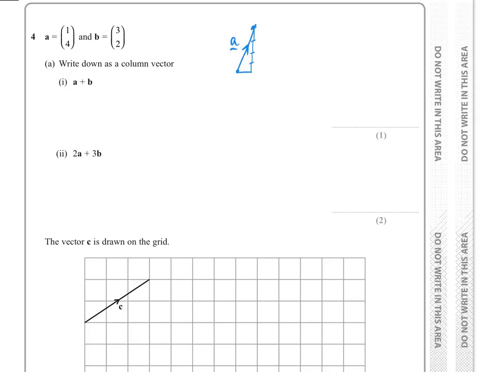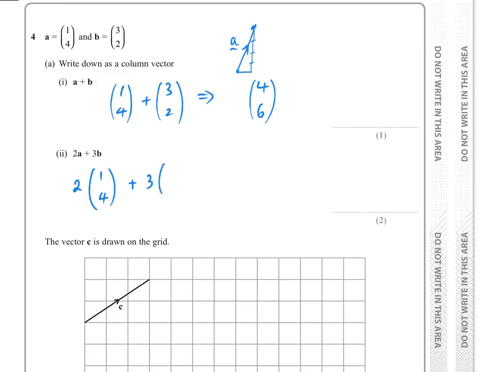Now we want to do A plus B, so we have 1, 4 plus 3, 2, and that's nice and easy. That's just going to give us 4, 6. Then we've got 2A plus 3B. Well, that's just 2 lots of A plus 3 lots of B.